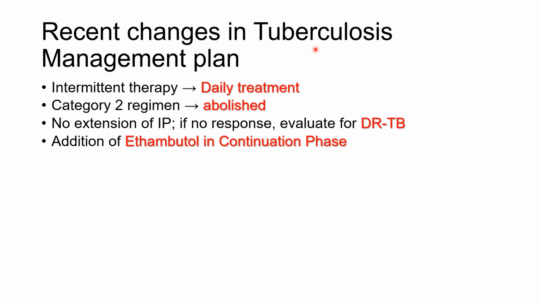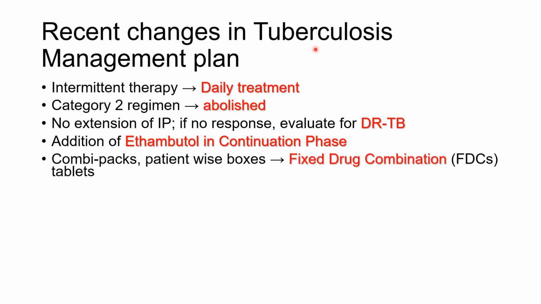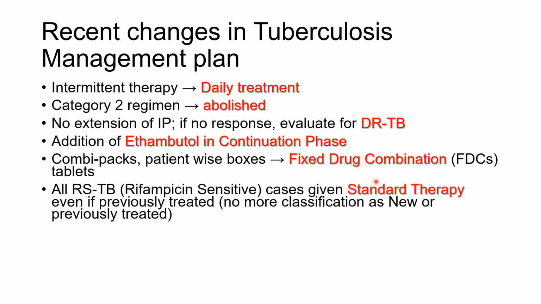So that is the recent change. Next thing is addition of ethambutol in the continuation phase. Previously, the continuation phase used to consist of only 2 drugs, that is H and R. Now it is H and R and E, 3 drugs. So, addition of ethambutol in the continuation phase. Next is combi packs or patient-wise boxes. Those have been changed to fixed drug combinations. We will discuss that shortly. Next thing is all rifampicin sensitive cases are given standard therapy even if previously treated.